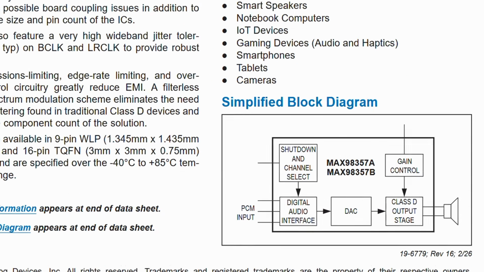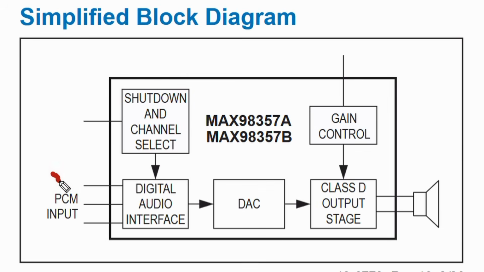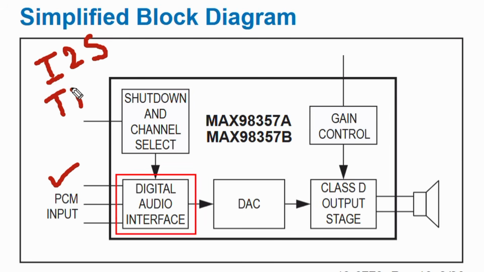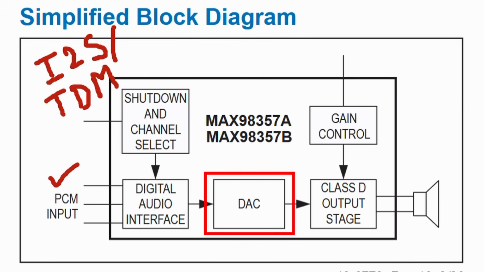Looking at the simplified block diagram, on the left we have the incoming PCM audio. This first goes into the digital audio interface, which can be an I2S receiver or a TDM receiver, depending on how we configure the chip. The digital audio is sent to the DAC, which converts it into an analog signal.